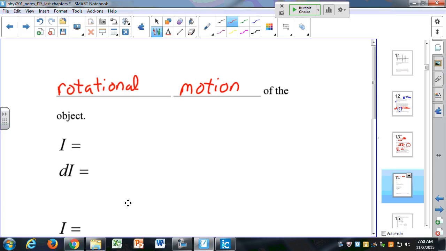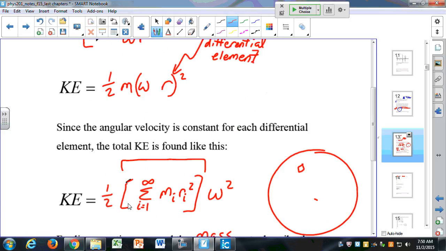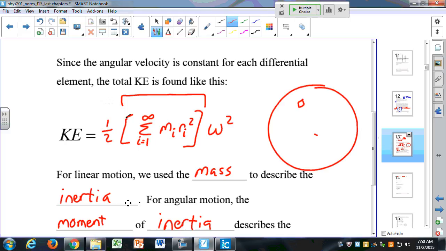So let's go back up here for a second. This looks a lot like our kinetic energy. Remember, we had kinetic energy equal to 1/2 m v squared. Now we're going to have kinetic energy equal to 1/2 I, that will be our moment of inertia, times omega squared. So we're going to use this definition to describe the moment of inertia. Our moment of inertia is going to be the sum of m r squared for a set of discrete particles.